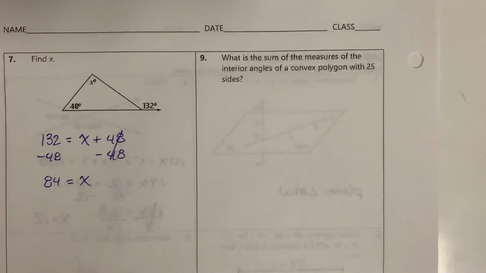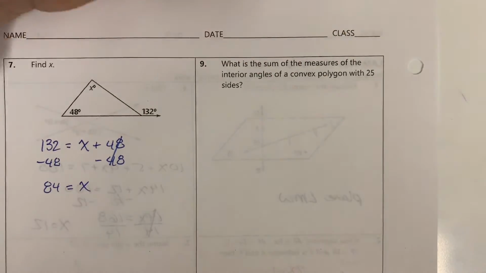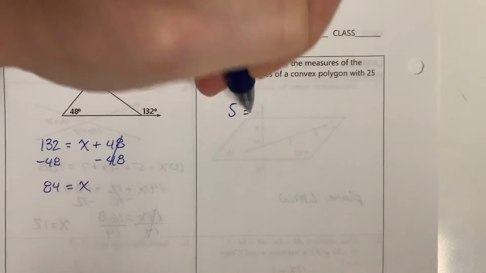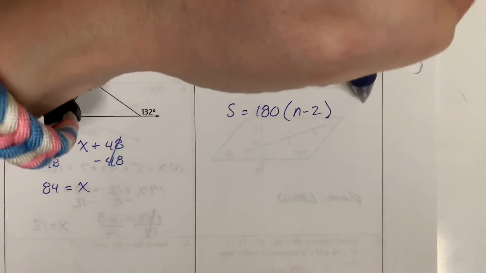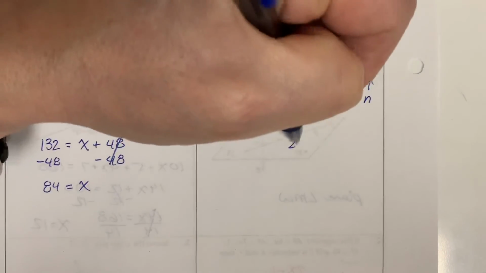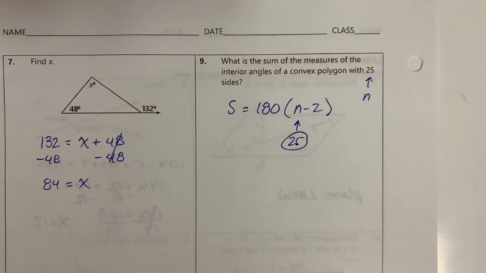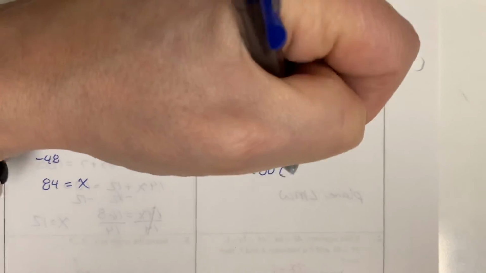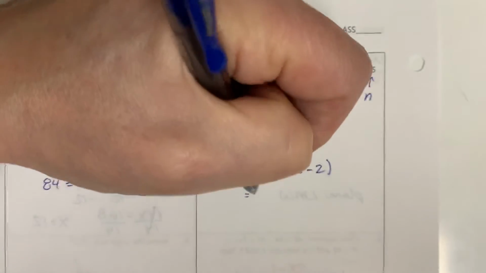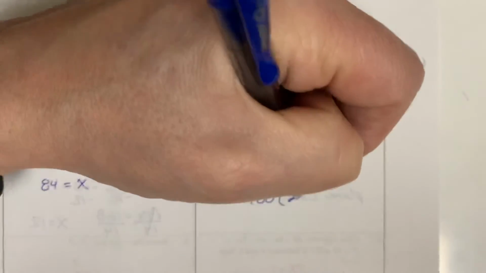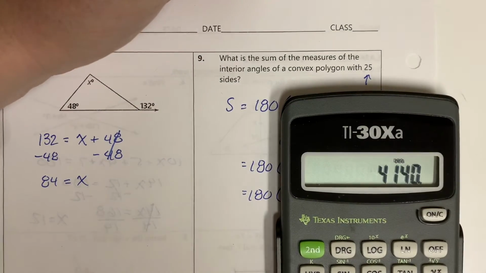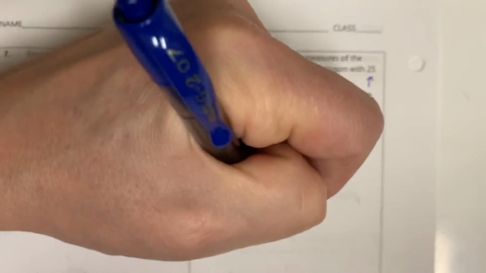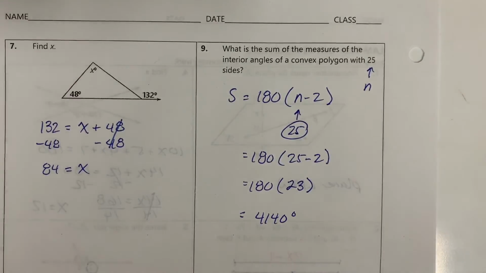Okay. Number 9, what's the sum of the measures of the interior angles of a convex polygon with 25 sides? So the sum is equal to 180 times n minus 2. Our n this time is 25. So we're going to plug in a 25 for n and evaluate. So 180 times 25 minus 2. 25 minus 2 is 23. Okay, so 180 times 23, 4140 degrees. So 4,140 degrees. That's quite a bit, but that's how it is.